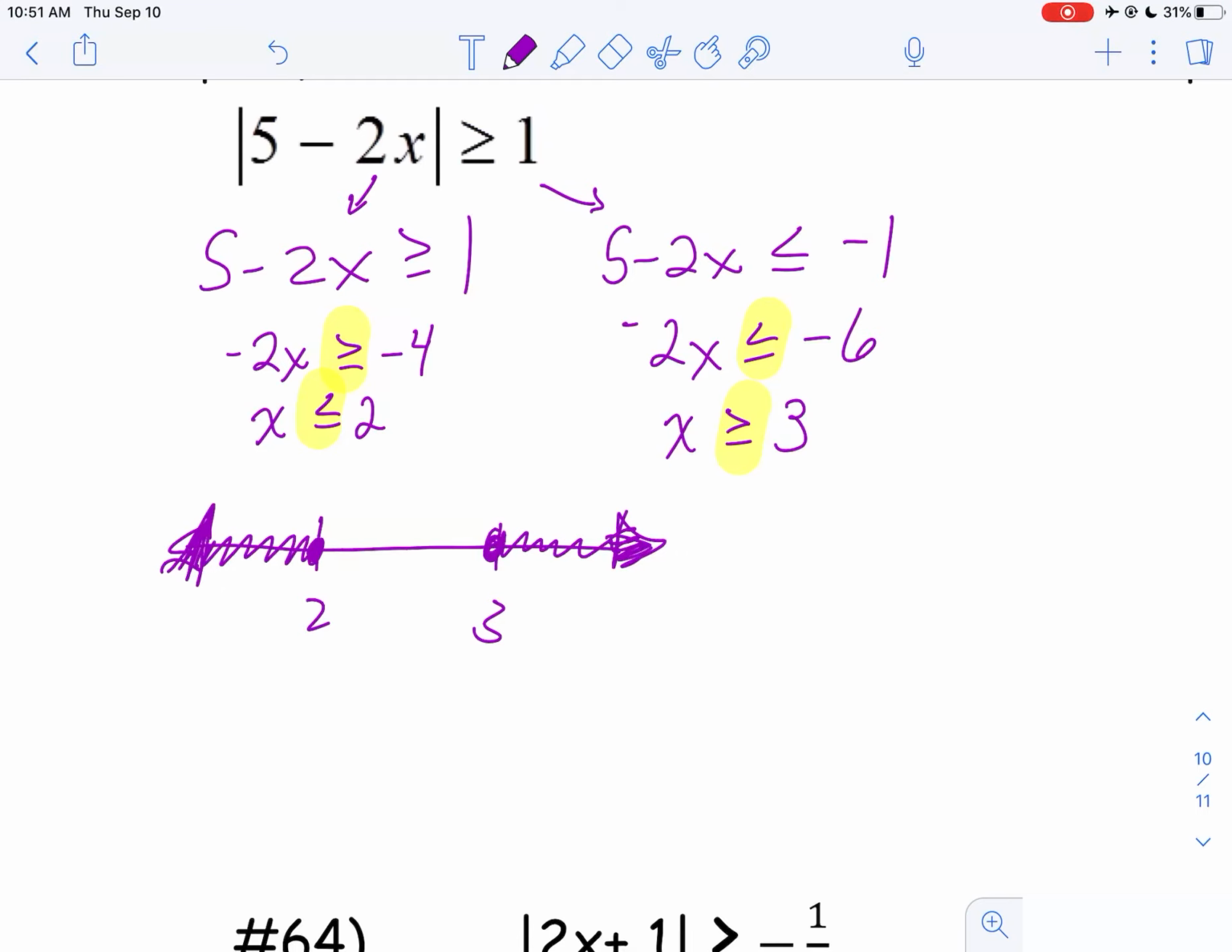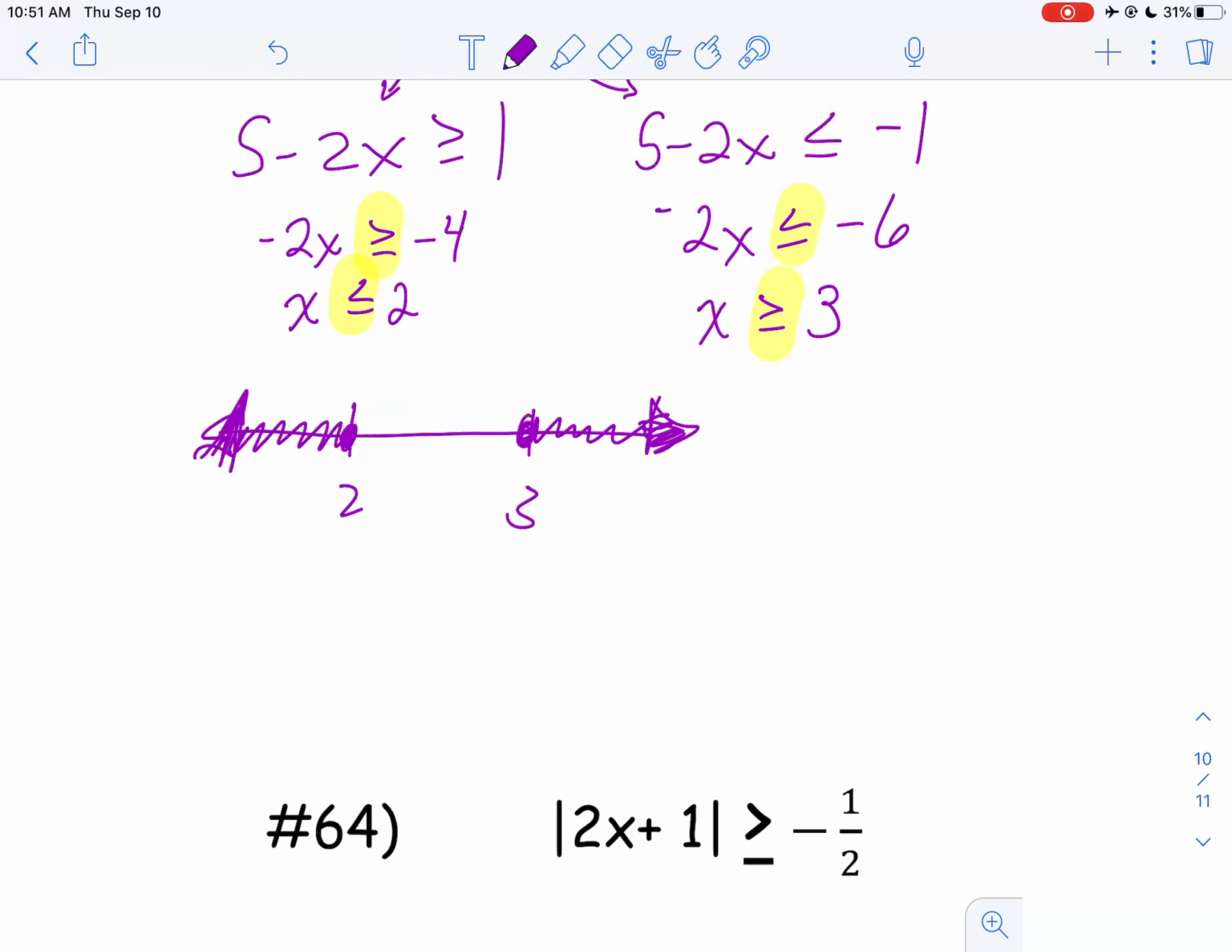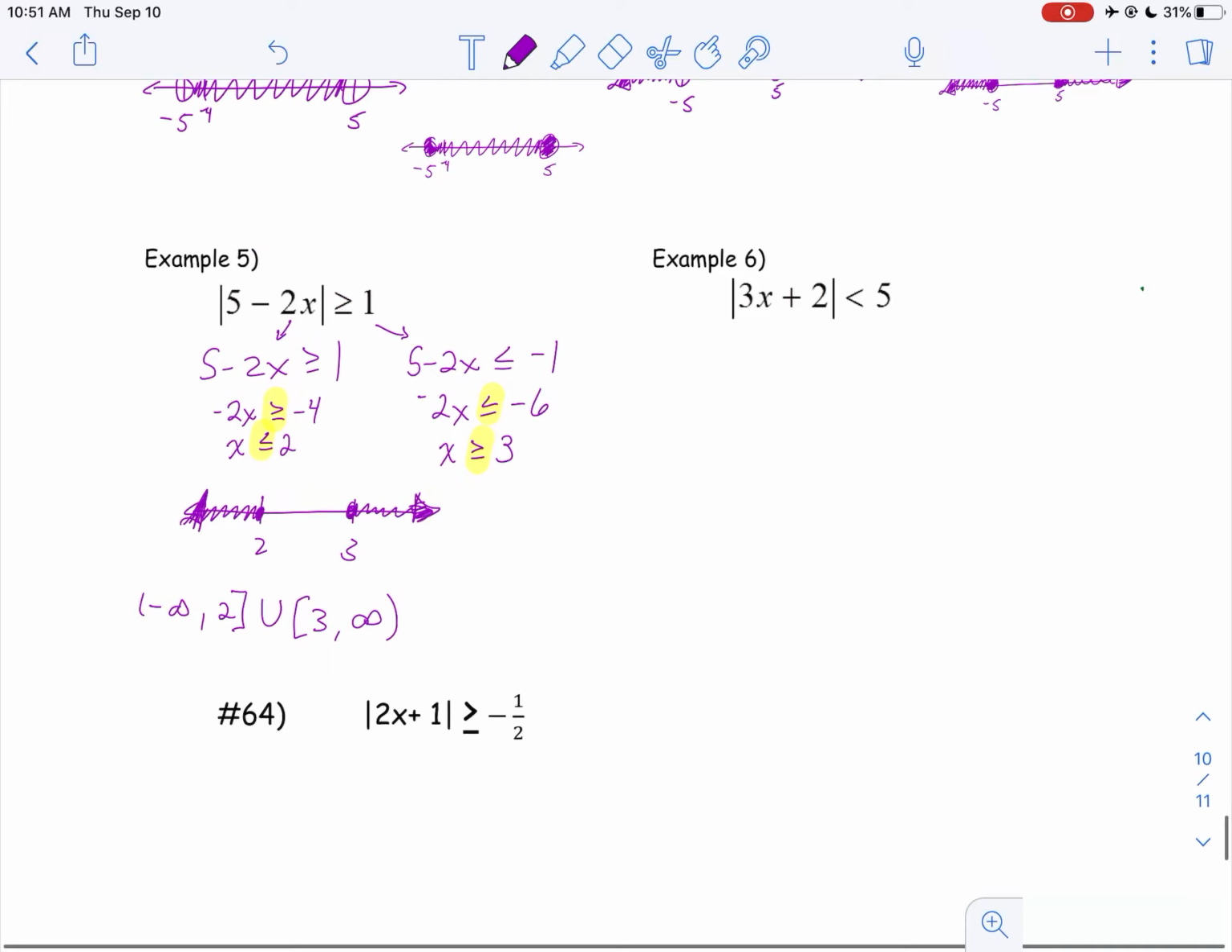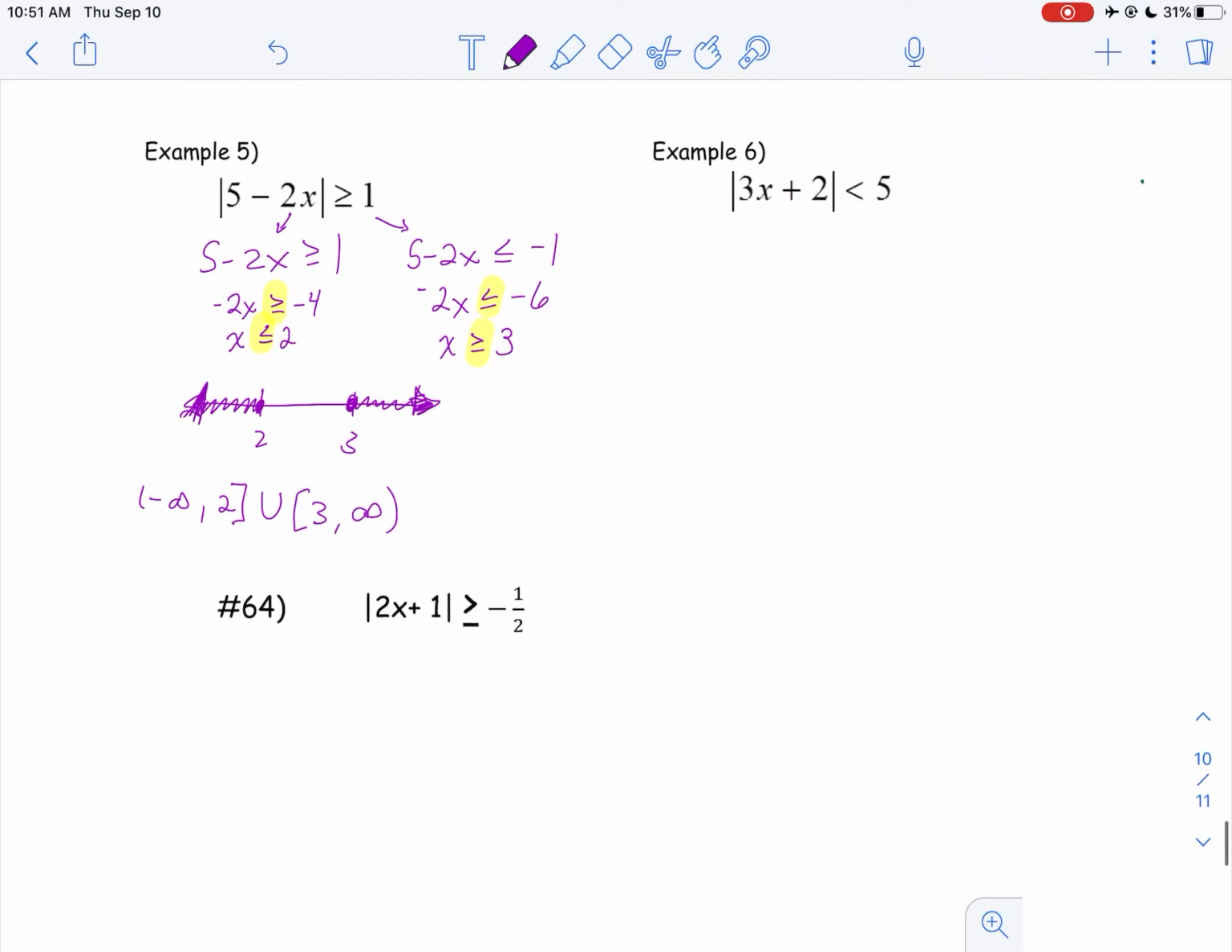And x is greater than or equal to 3. If I was going to write this in interval notation, we would write negative infinity, comma, 2 with a square bracket, the union symbol, 3, comma, positive infinity. Either one of those would be fine. Okay, I'm going to leave example 6 for you to do on your own, and let's look at number 64.